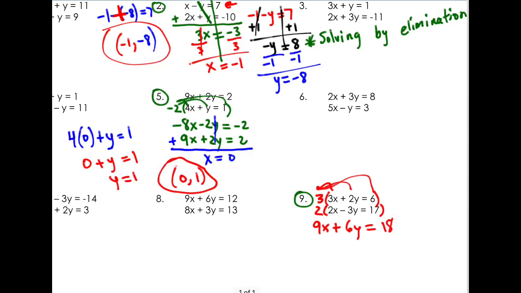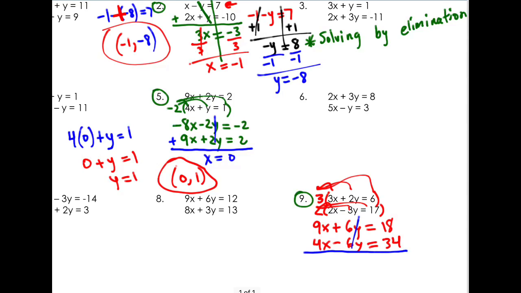So let's do 2 times 2x. That is 4x. 2 times a negative 3y is a negative 6y. And then 2 times 17. What is 2 times 17? That is 34. So now we see that we have a positive 6y and a negative 6y. And so we can now eliminate that. So let's do that. Eliminate that.